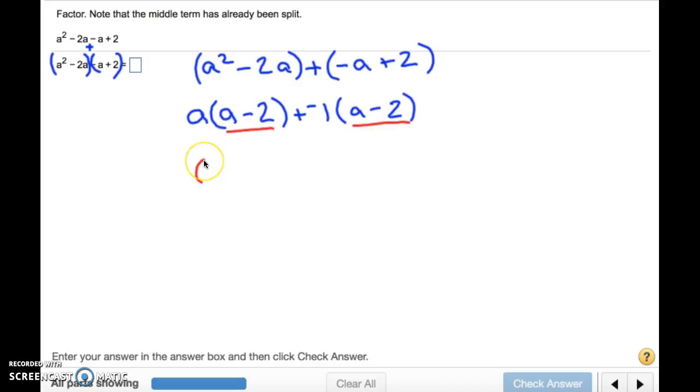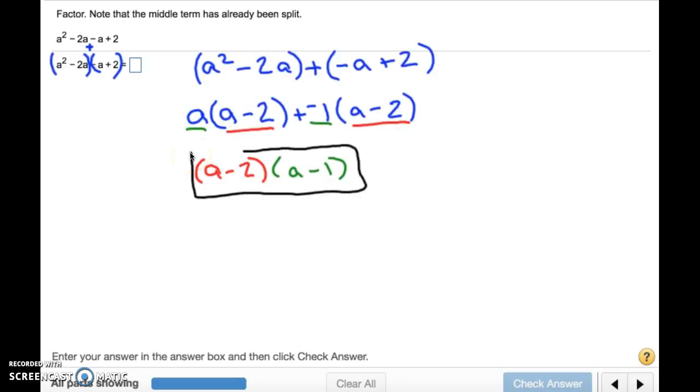and I can factor out the a minus 2, and then going in between those I have a minus 1 for my other set of parentheses. And again, the order that you write these in does not matter, as long as one set of parentheses says a minus 2 and the other one says a minus 1. And this entire thing is what you're going to enter in that box.